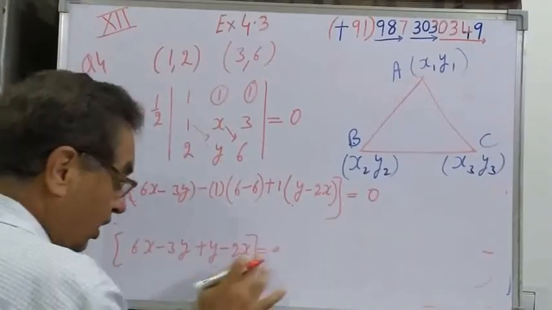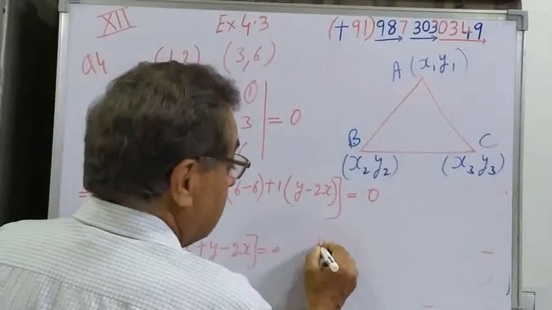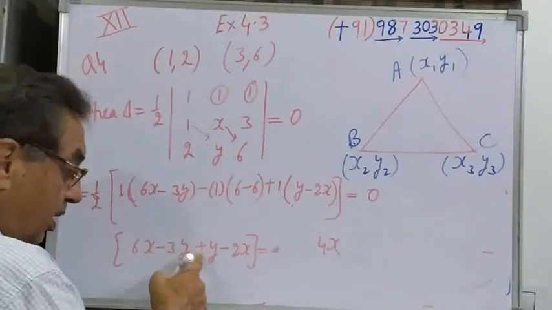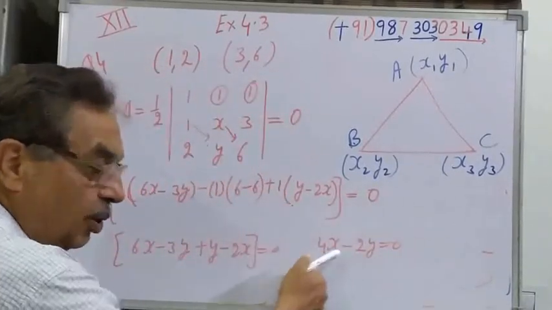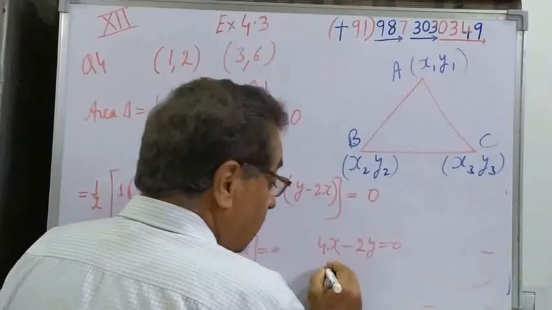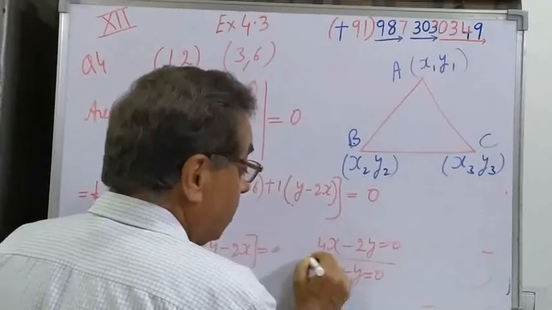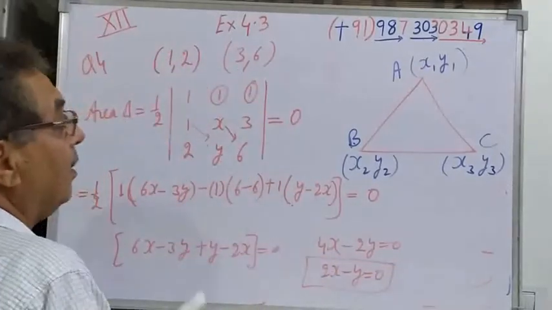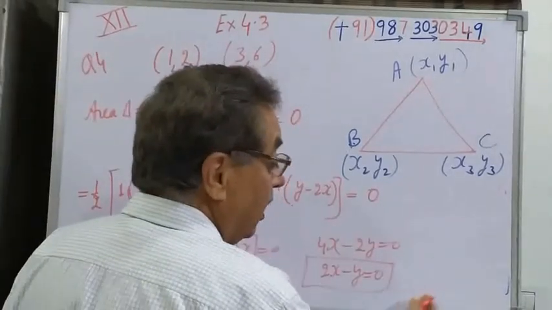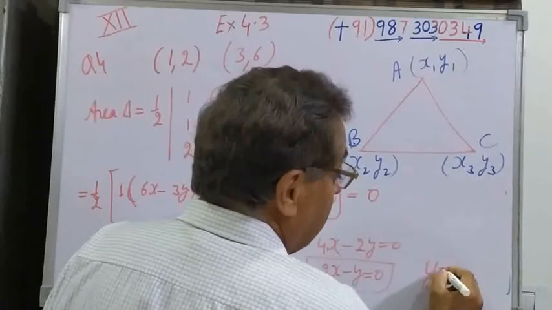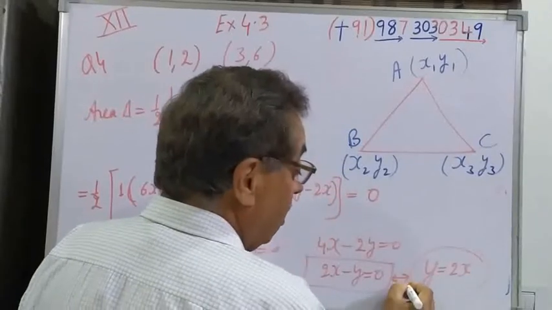This half goes to the other side and becomes 0. Now we get 6x minus 2x, 4x, minus 3y minus y, minus 4y, equal to 0. Again 4 is common, so that is 2x minus y is equal to 0. So this is the equation of the line on which the 2 points 1, 2 and 3, 6 are given. Or it may be written as y is equal to 2x. So both answers are correct. You may write it this way or that way.